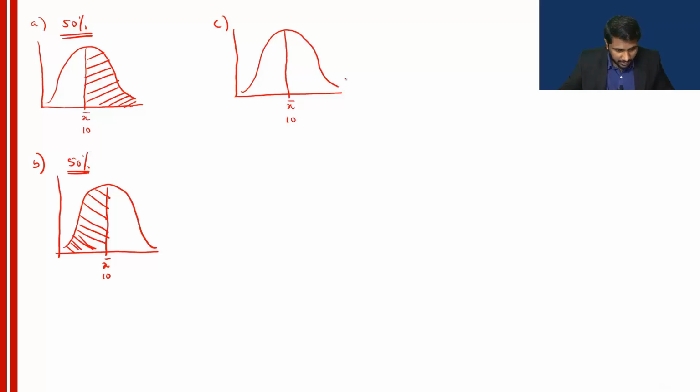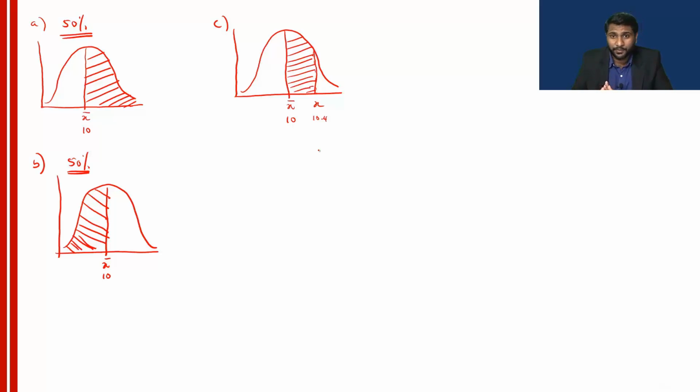10. And they are asking between 10 and 10.4. So 0.4 means it's a higher value, it should be on the right side. So I'll mark the 10.4 also. 10.4, that's my x variable. So what I have to find now is this particular area between 10 to 10.4. To find this particular area between 10 to 10.4, what should I do?